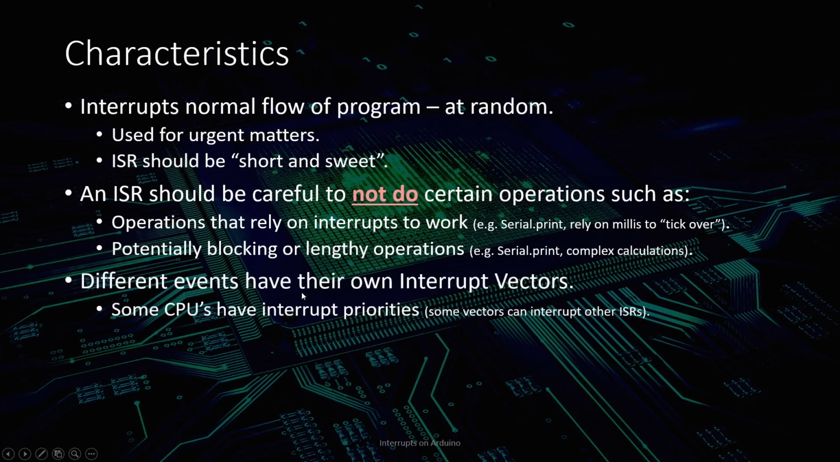So different events have their own interrupt vectors, so have a look at what that means in a minute. And some CPUs have interrupt priorities. Most of the 8-bit ones that we work with in Arduino don't, but some of the more advanced ones like the Uno R4 MCU do have some levels, if memory serves, which means that some interrupts can interrupt other ISRs.